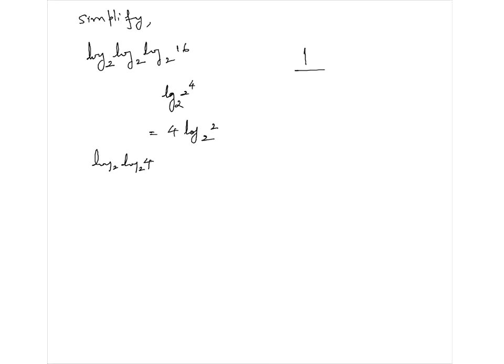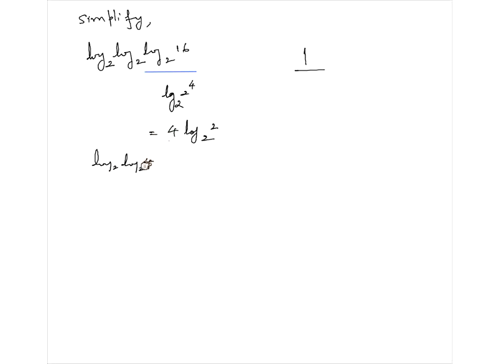Next, simplify this whole thing. Log of this whole thing to the base 2, and then it goes on. Finally, it is 16 here. Focus on this 16. Write it as 2 to the power 4. 4 will come outside. Log 2 to the base 2. Log 2 to the base 2 is 1. So this part becomes 4. So log 2, 4.